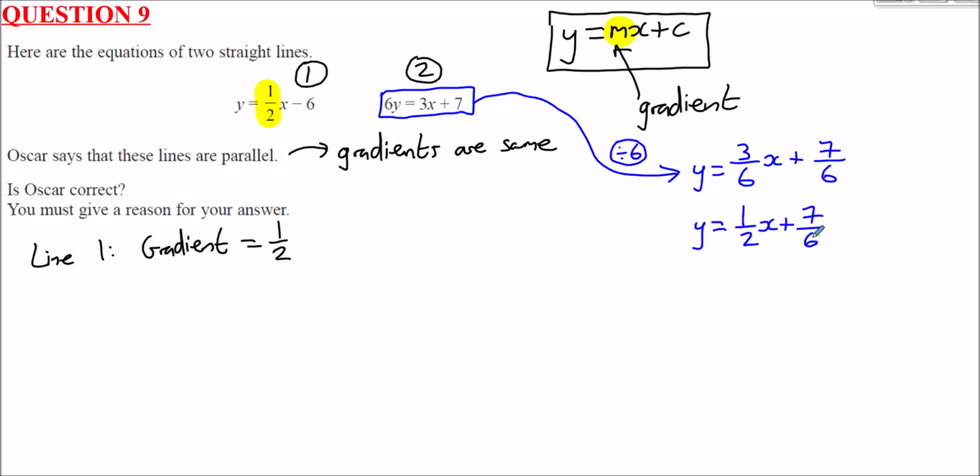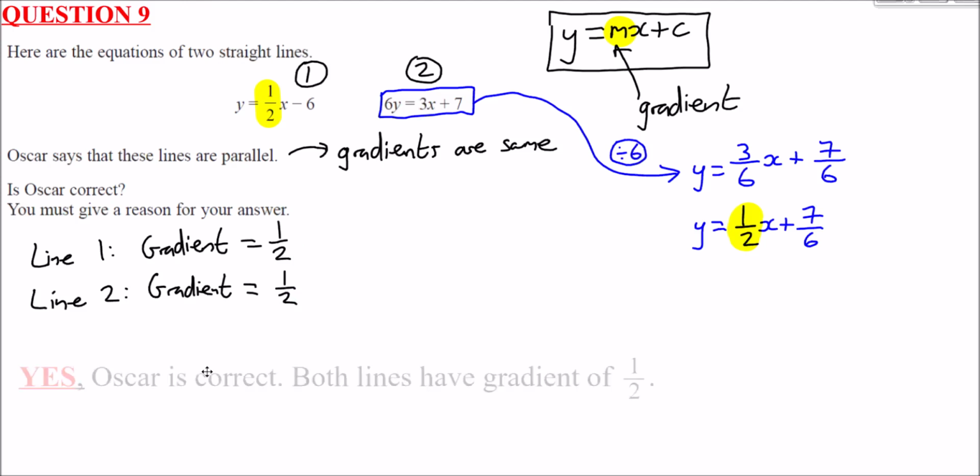Now you can see that the number in front of the x in this one is also a half. Therefore, because it's also in the form y equals mx plus c, it also has a gradient of a half. So line 1 had a gradient of a half, and line 2 also has a gradient of a half. We then need to conclude that Oscar must be correct. He's correct because we've shown that both lines have the same gradient, and that's logically equivalent to saying they're parallel. So your final answer says something like this: yes, Oscar is correct because both lines have the same gradient of 1/2.